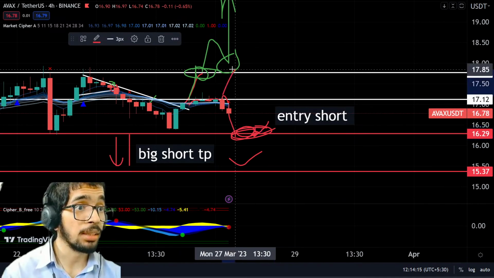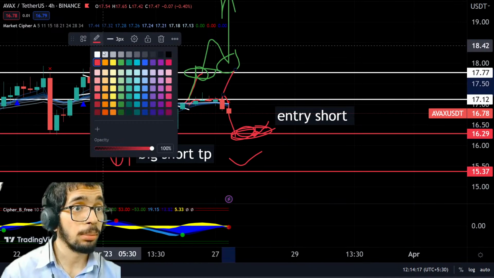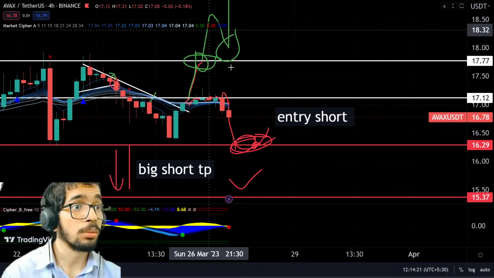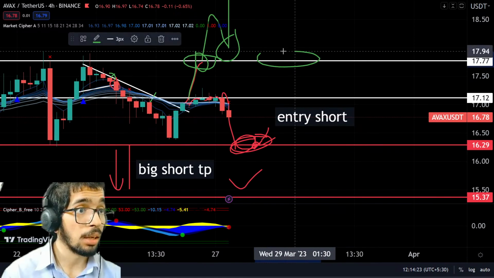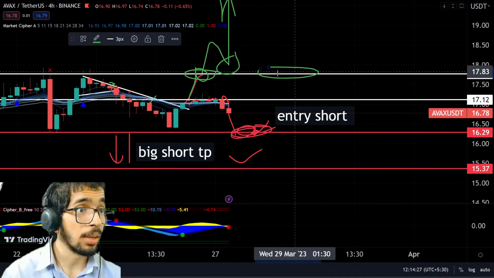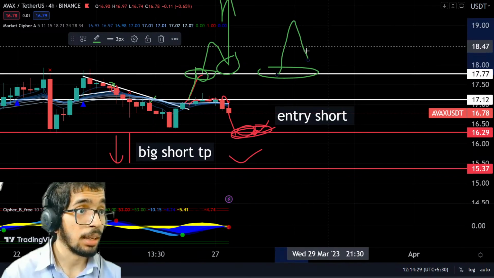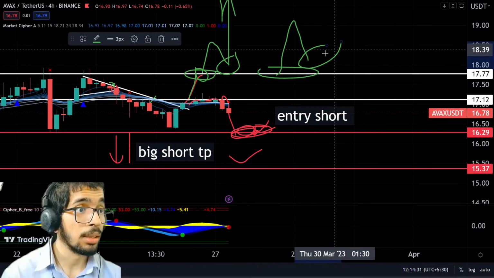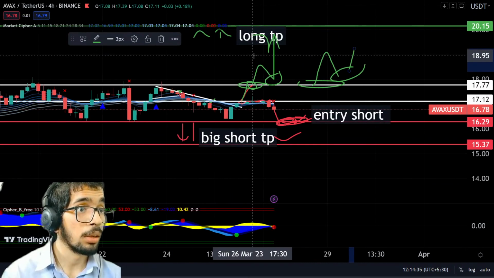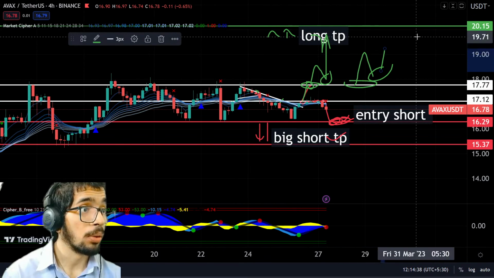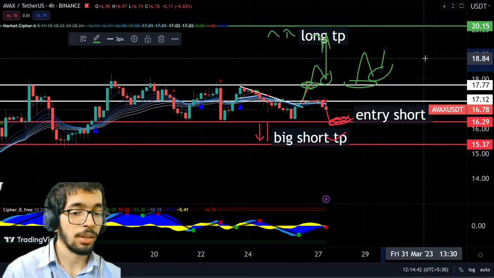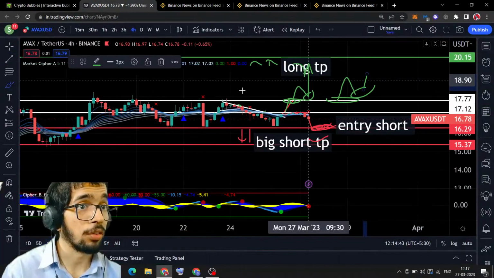Now let's check the bullish part. If it breaks this key resistance, $17, then only you can enter. It comes like that, as I told you here, you can enter, and your long take profits will be around $20. Okay, $20.15 is the take profit of your AVAX chart.